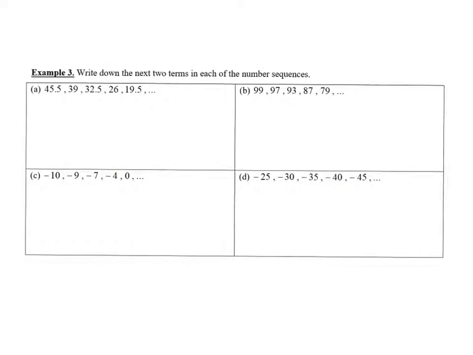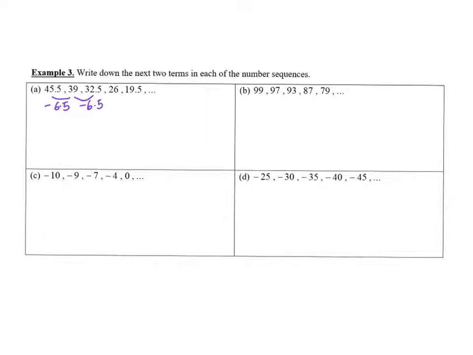Alright, next example. Example number 3. Write down the next two terms in the number sequence. So let's take a look at the numbers here. This is 45.5 and it changed to 39. So I can try to do a subtraction, probably because the number dropped. So I'm going to subtract by, oh, there's a difference of 6.5. Let's try, okay? From 39, if I were to subtract 6.5, I'll get 32.5.